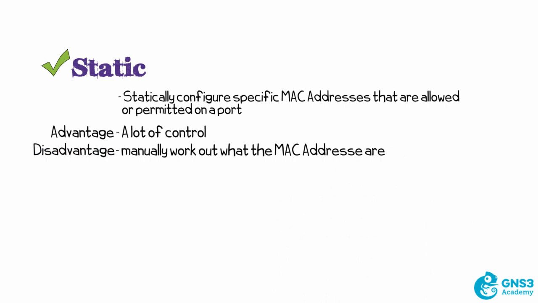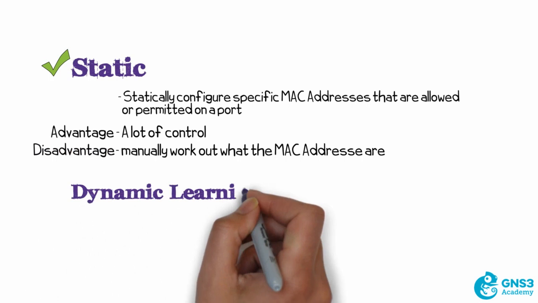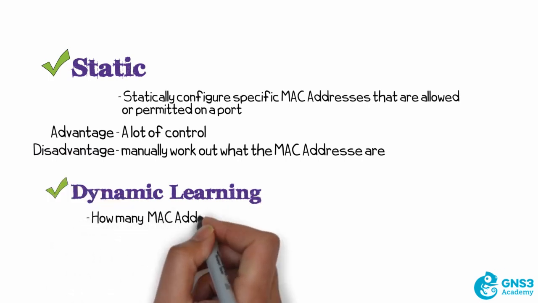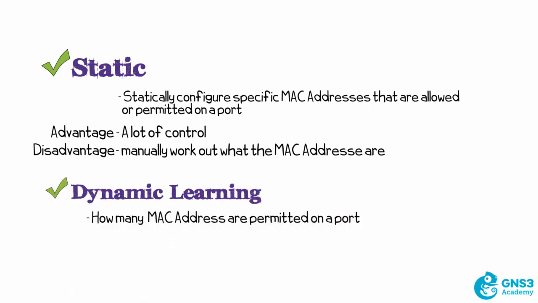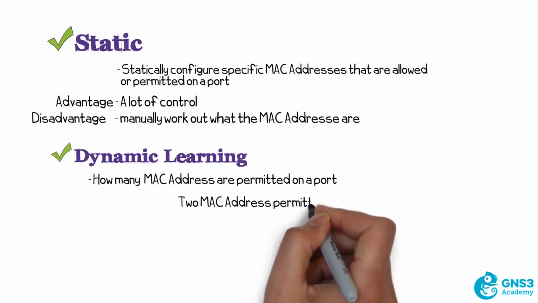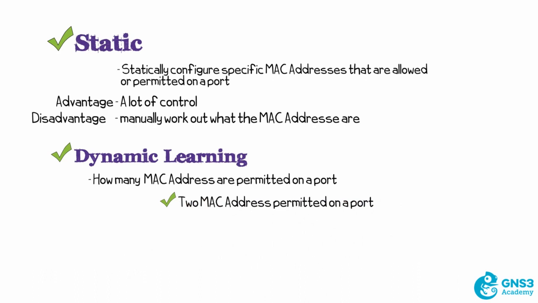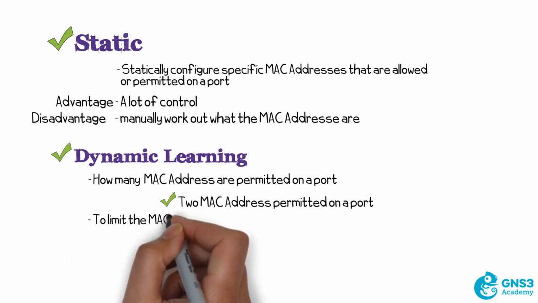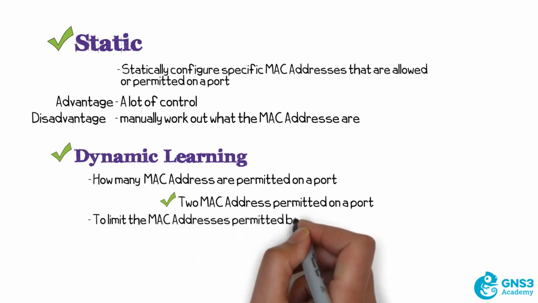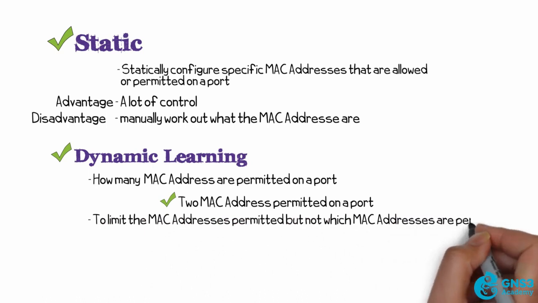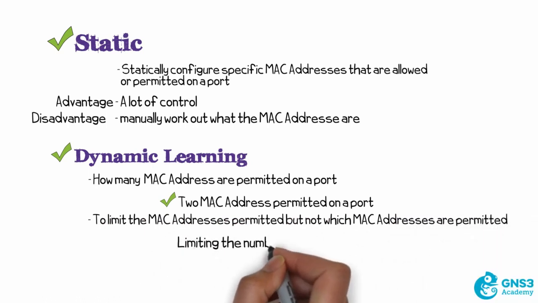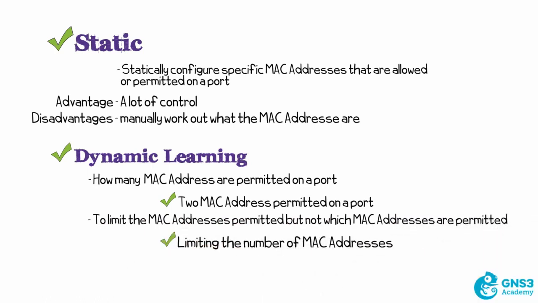You could also use dynamic learning, where you specify how many MAC addresses are permitted on a port, and they are dynamically learnt. So as an example, you could say that only 2 MAC addresses are permitted on a port, and the first 2 MAC addresses that are learnt are permitted. Any subsequent MAC addresses are not permitted. You would use this as an example to limit the MAC addresses permitted, but not which MAC addresses are permitted. So you're limiting the number of MAC addresses and not limiting based on specific MAC addresses.